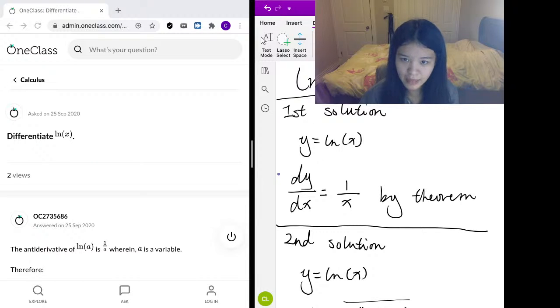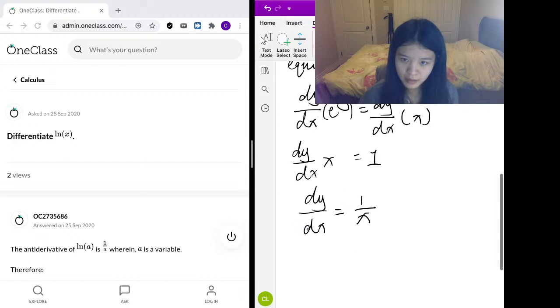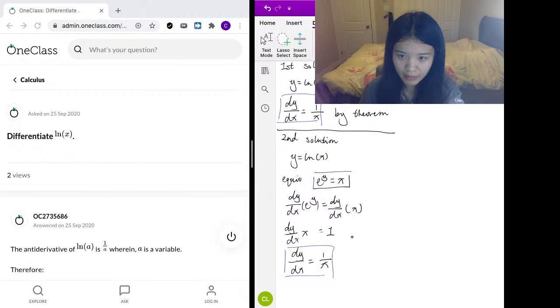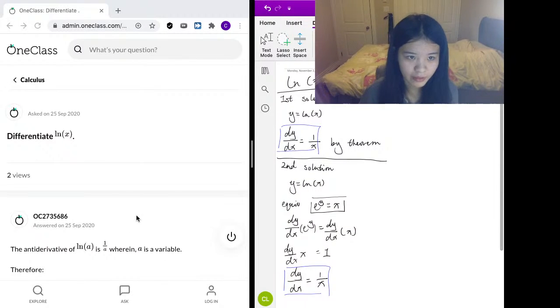So I'm just going to highlight the answer. So these are the two ways that you can solve this problem. And now let's see what we have over here.